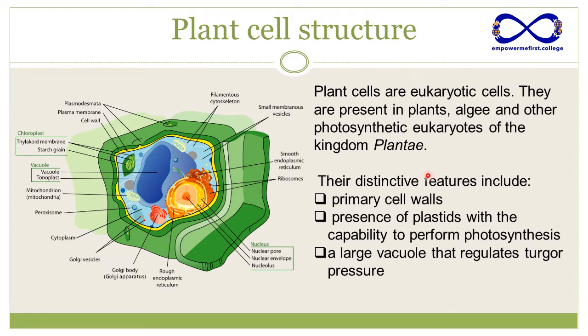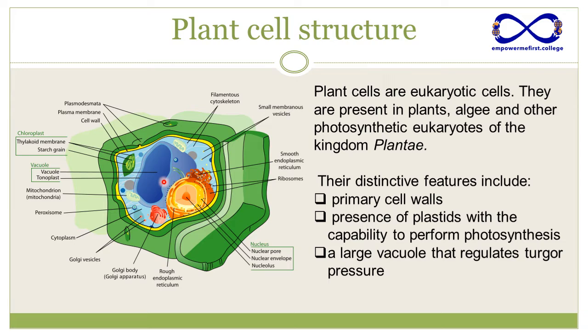Their distinctive features include, and when I say distinctive features, I mean characteristics that cannot be found, so be careful, in the animal cell. We can easily identify, for example, primary cell walls, here, this one, which cannot be found in the animal cell. We can also identify the presence of plastids. This one is the plastid with the capability to perform photosynthesis, and also a large vacuole.